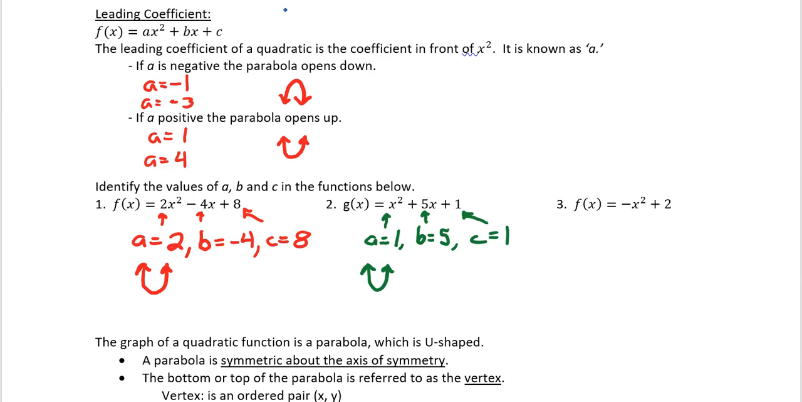Moving on to problem 3, we have f of x equals -x squared plus 2. What is the a value? It is -1, and because it's negative, the parabola will do what? Yep, opens down. Very good. In this particular function, you may have noticed that there's only 2 terms. There's no x term. And so that tells us that the b value is 0. There is no x term. Our c value is 2.